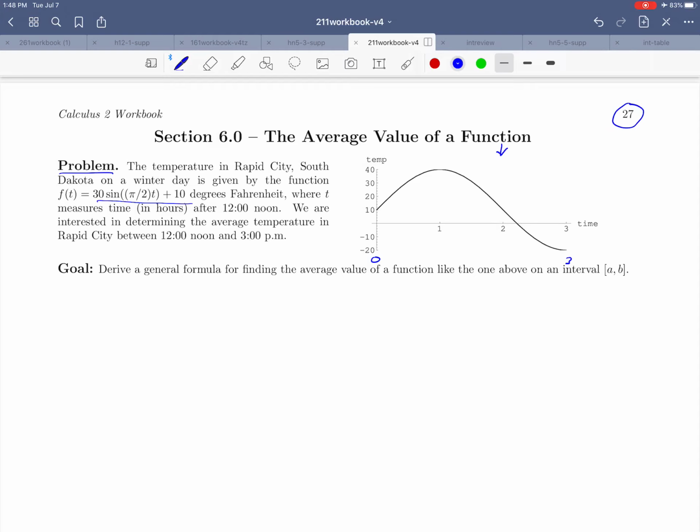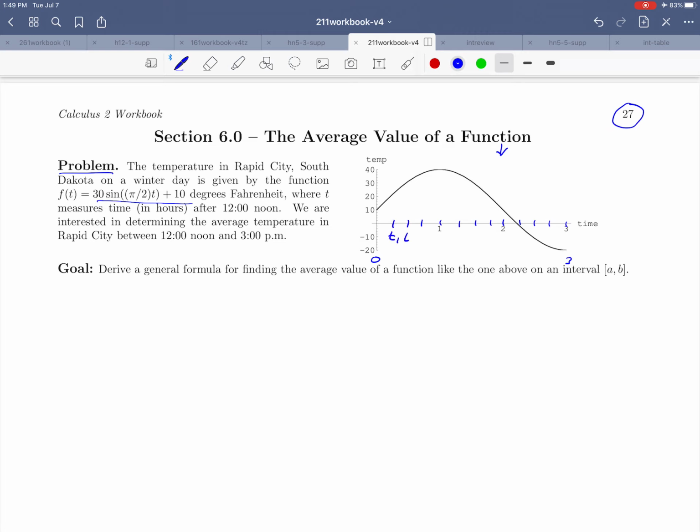So one way that you might visually think about approaching this problem is to just take the temperature at a bunch of different times. I'm going to start by just labeling the axis with some times that we're going to take the temperature at.